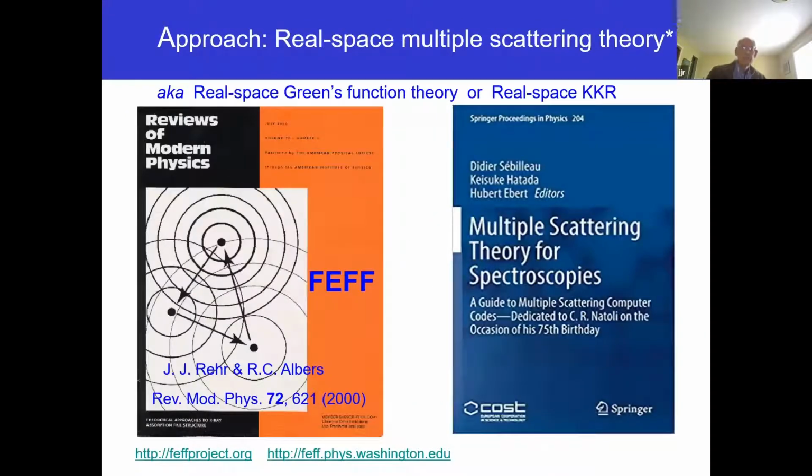If you want references, I'm going to give two. There's a book that's devoted to this so-called real space multiple scattering theory, which is what we use, sometimes called real space KKR. That stands for Korringa, Kohn, Rostoker.